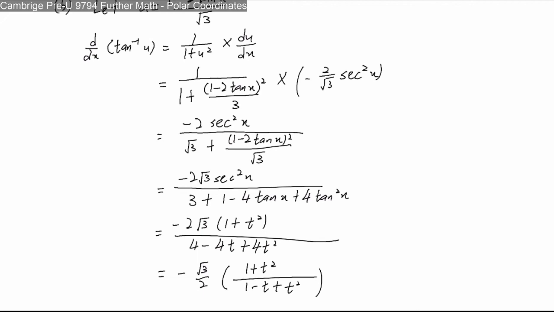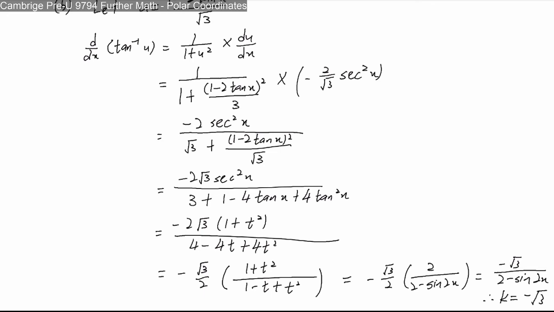Okay, so for that, 1 plus t squared, and 1 minus t plus t squared, we have negative root 3 over 2. So use the result in the earlier part. So we have got 2, and we have 2 minus sine 2x. And in this case, we can actually cancel off the 2's. So we will actually have negative root 3 divided by 2 minus sine 2x. So in this case, our k is negative root 3. Okay, so this is how we find the k. Alright.